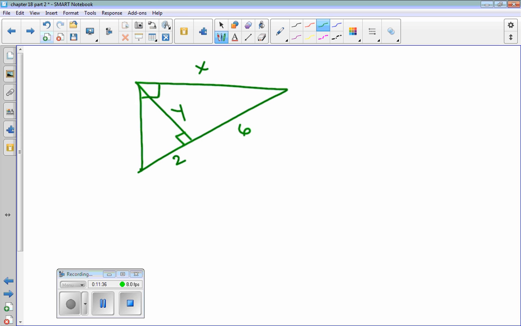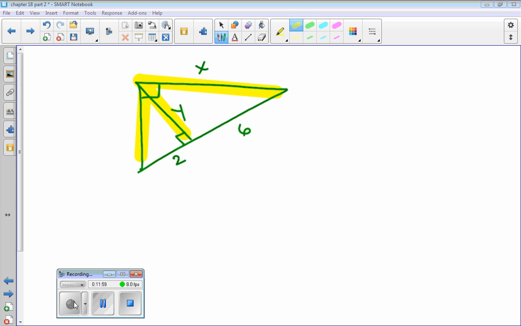So first of all, what tells me here that I know I need to use the geometric mean? Right, I have a right angle, I have a right triangle, and I have an altitude in there. So I've got 2 right angle marks. I always like to highlight the geometric means.